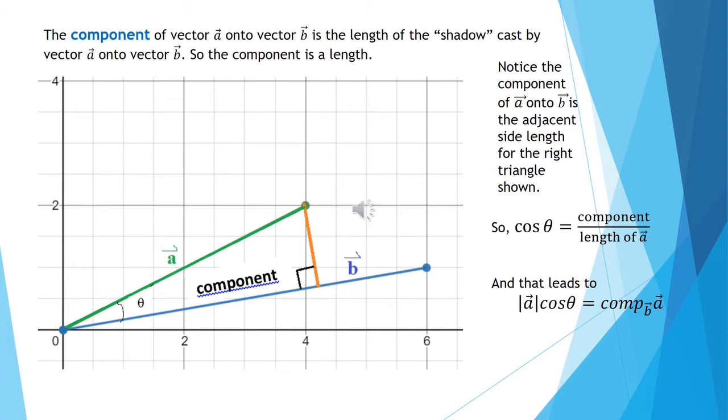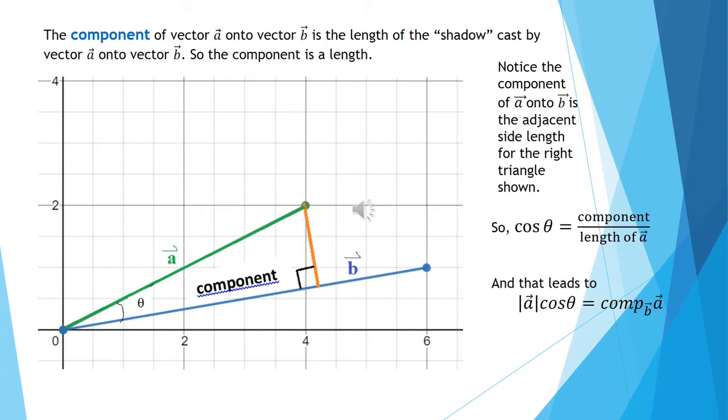So remember the definition of cosine. Cosine of theta, where theta is an angle between two segments, is equal to the adjacent side length over the length of the hypotenuse. So in this case, what we're calling the component is the length of the adjacent side, and the length of the vector itself is the length of the hypotenuse. So cosine of theta equals the component divided by the length of vector A. If I multiply both sides by the length of vector A, then that gives me a solution for the component of vector A onto vector B.